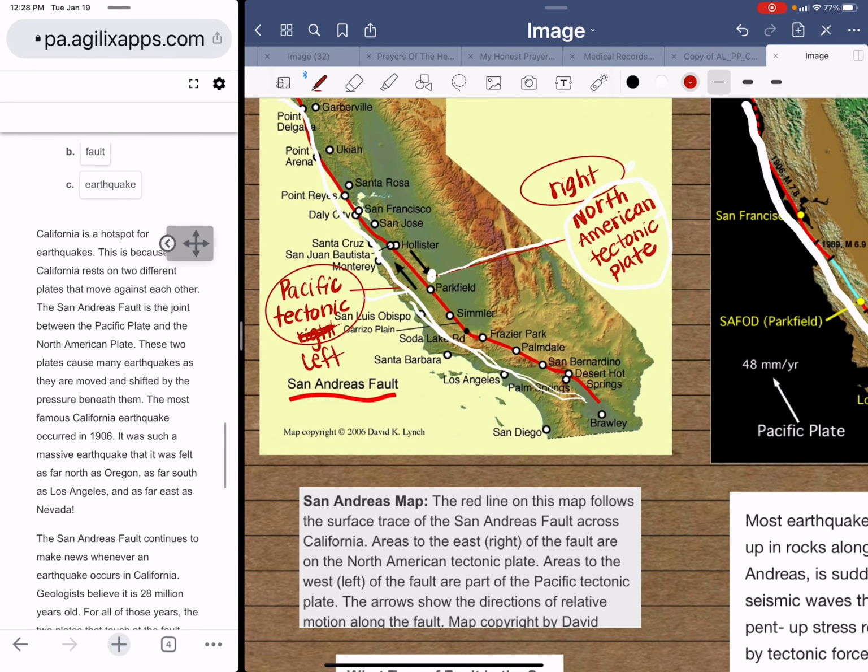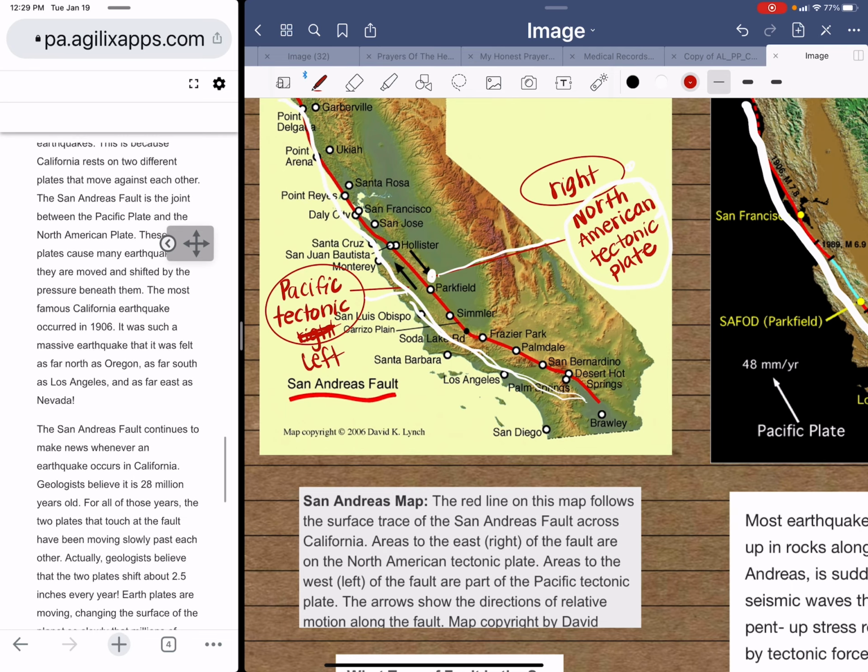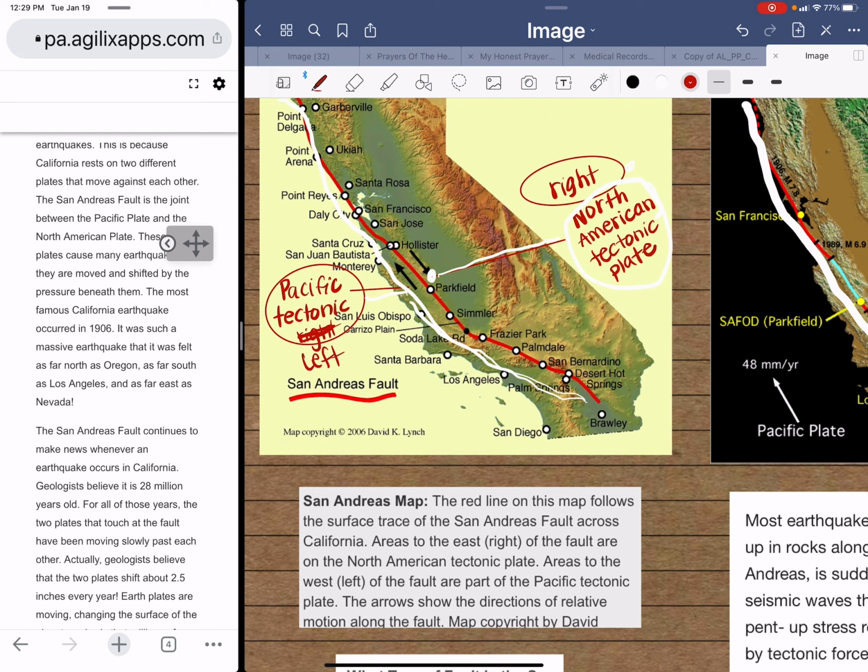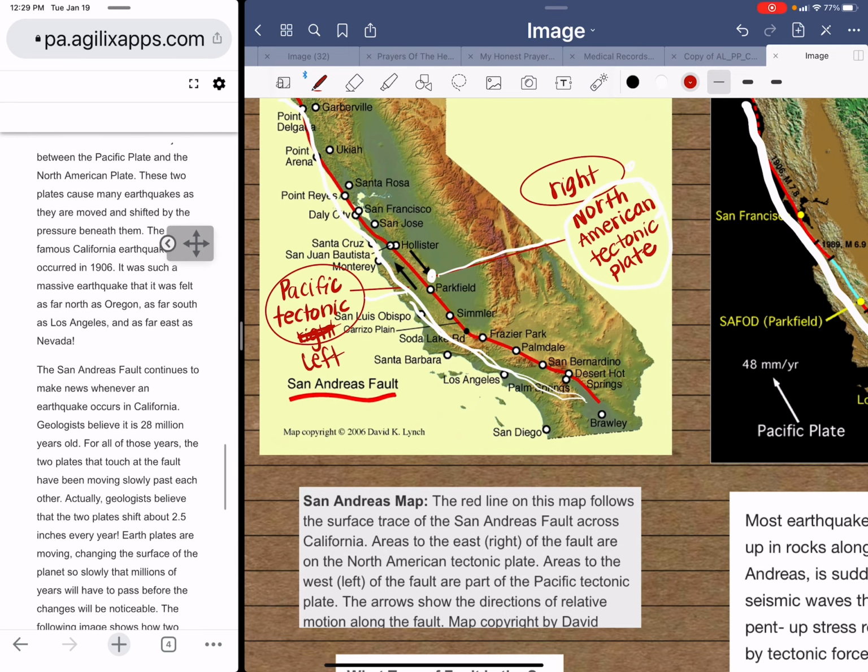All right, so the San Andreas Fault is the boundary between the Pacific Plate and the North American Plate. These two plates cause earthquakes as they are moved and shifted by the pressure beneath them. The most famous California quake occurred in 1906. It was so massive that it was felt as far north as Oregon, as far south as Los Angeles, and as far east as Nevada.